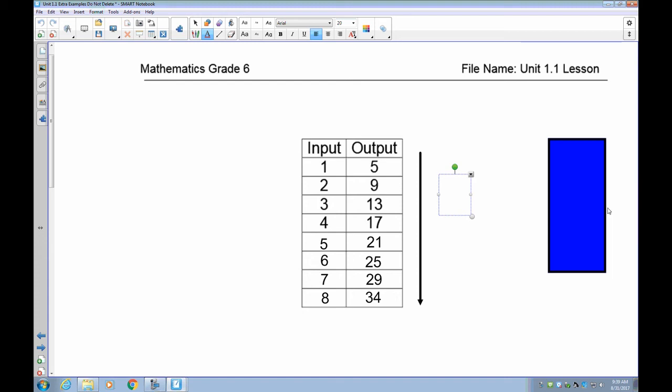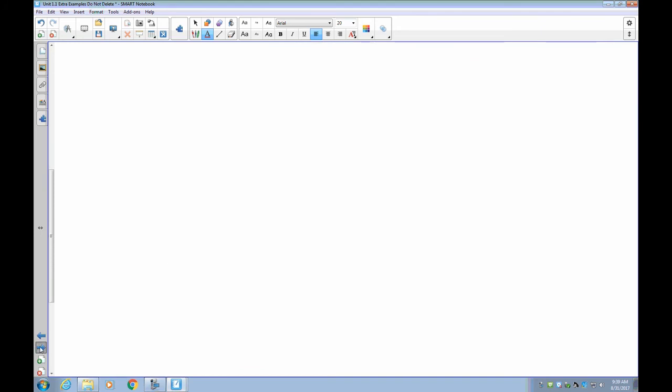If you're increasing by 4, that means we have to multiply by 4. So let's find out what happens when we multiply by 4. 1 times 4 is 4, but we need a 5. So we have to add 1. So there's your rule. Multiply by 4, add 1. Okay, let's go to the next one. Okay, where is my next one?